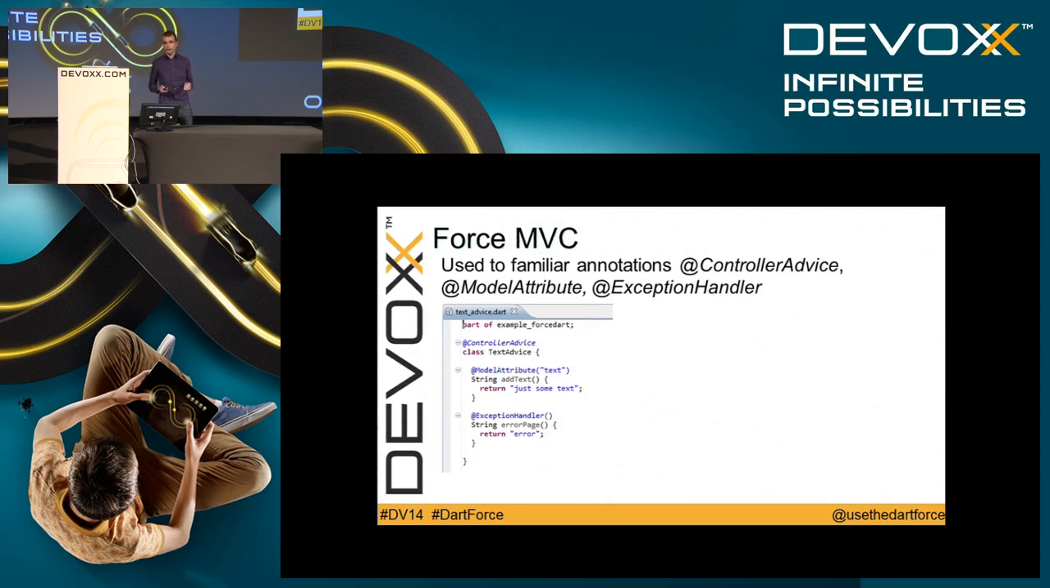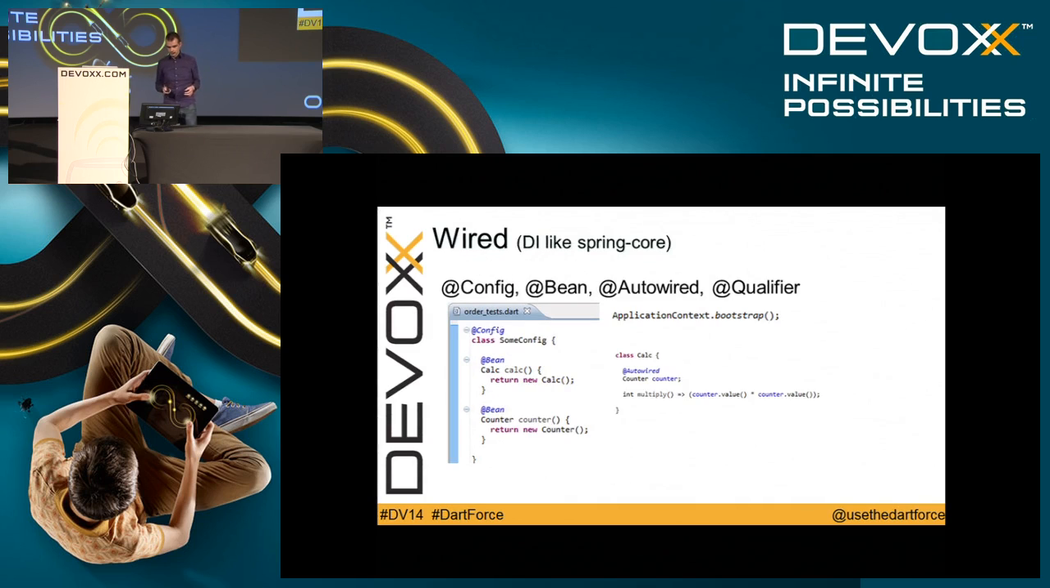Another cool feature that I recently added is @ControllerAdvice. It's something new also in Spring 4. So you can use @ModelAttribute and @ExceptionHandler annotations and inject them in all your controllers. So when you want to have a general exception handler, or when you want to put something into the model of all your controllers, then you can use controller advice.